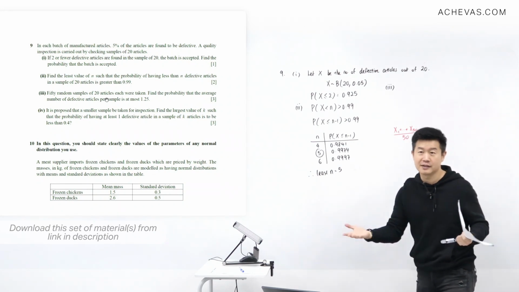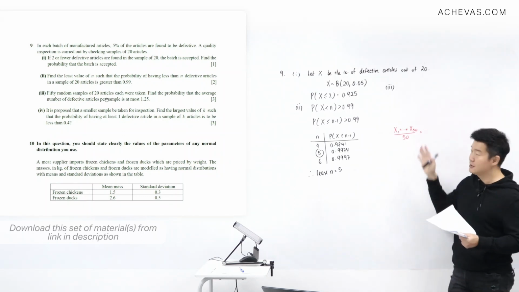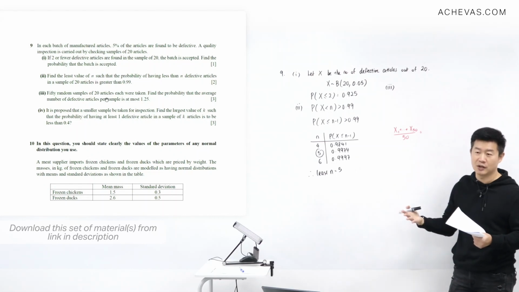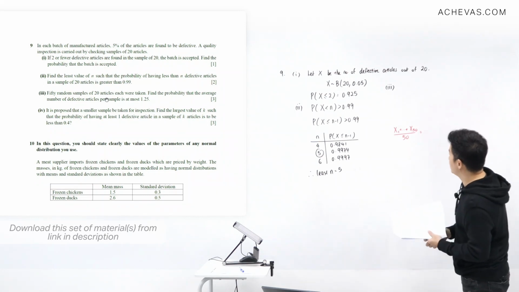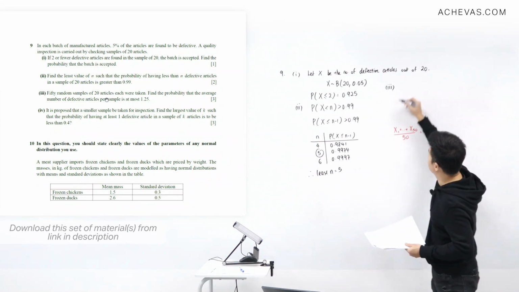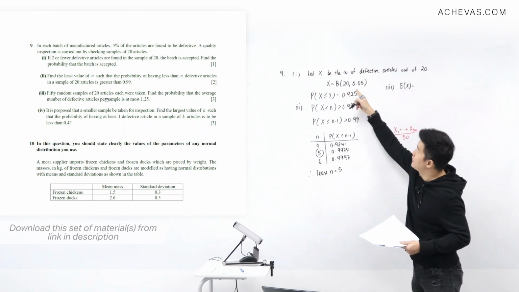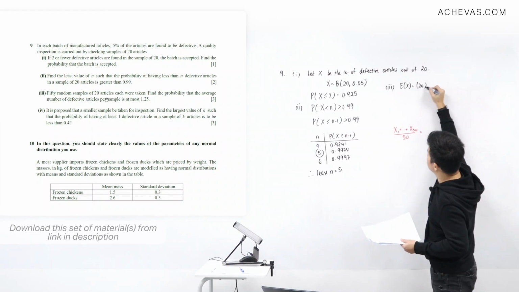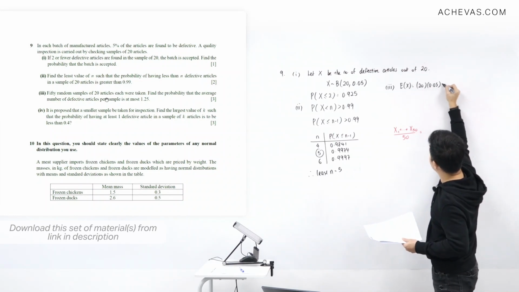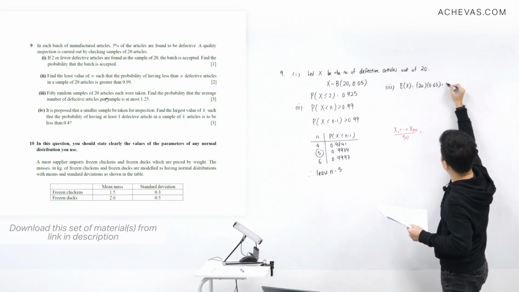And 50 is a large enough number, so we can actually apply the central limit theorem to combine this together and approximate this to a normal distribution. So let's do that. In order for us to write down the sample mean distribution, we do need the expectation of X. And the expectation of X is going to be N times P. So it's going to be 20 multiplied by 0.05. Expectation of X, we will be getting here 1.